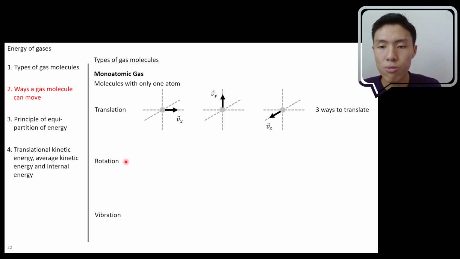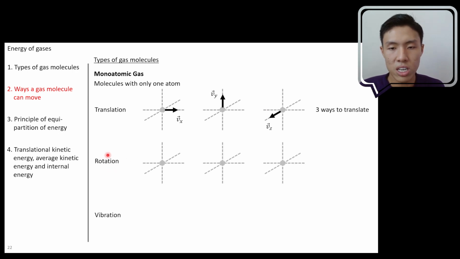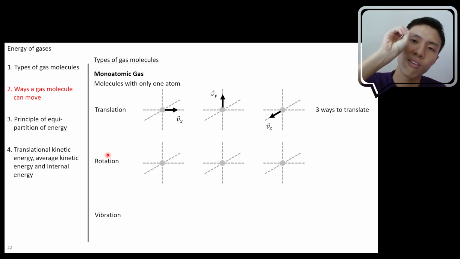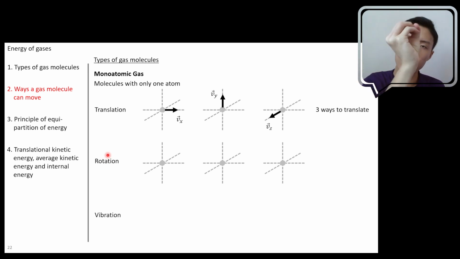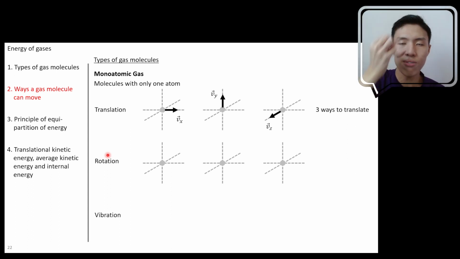Next we move on to talk about rotation. If you are a monoatomic gas molecule, you basically have one atom only. So if you imagine it, the only way for you to rotate is to rotate like this, or rotate like this, or rotate like this. If it's this kind of rotation, you see there's no significant motion of the particle. You don't see the particle move around. It doesn't displace from one place to another. It's just staying in its own place, rotating.